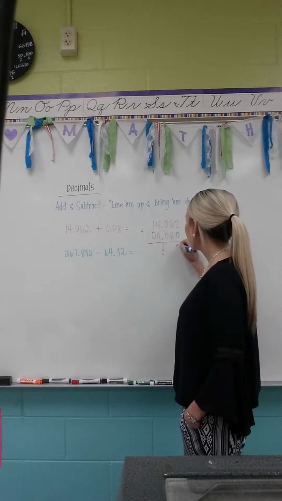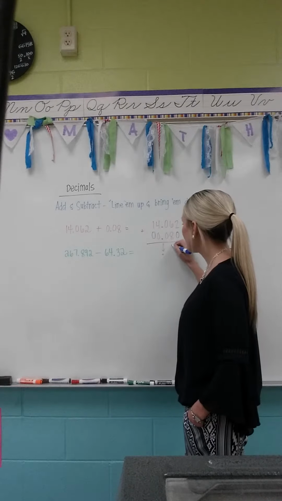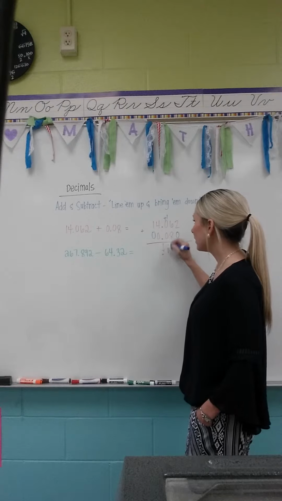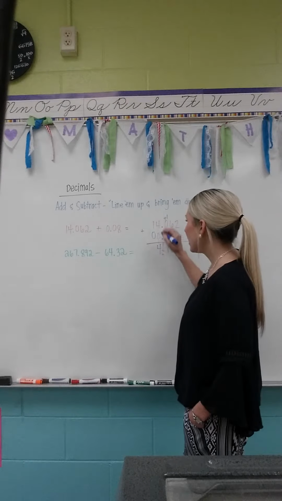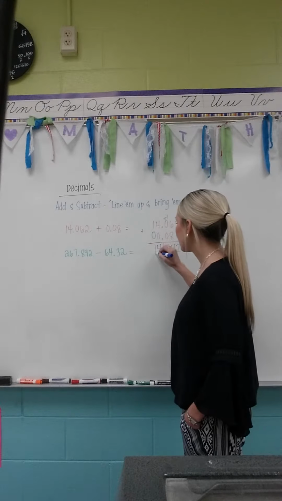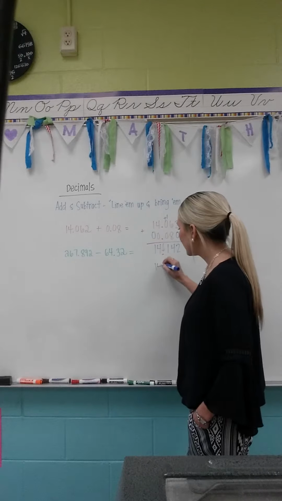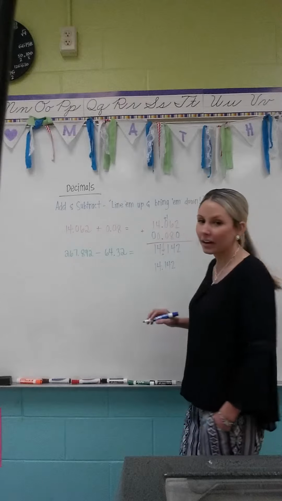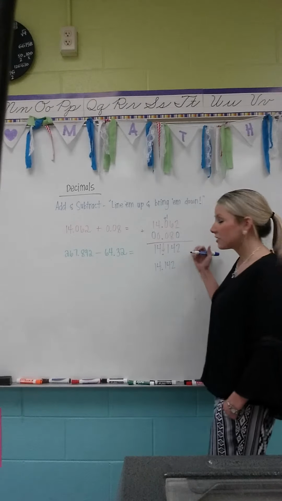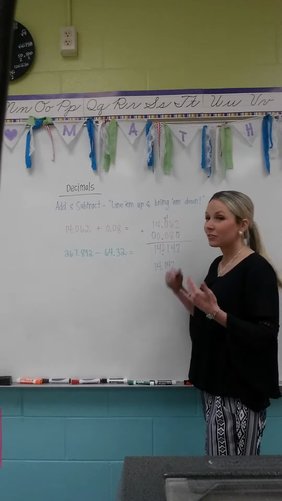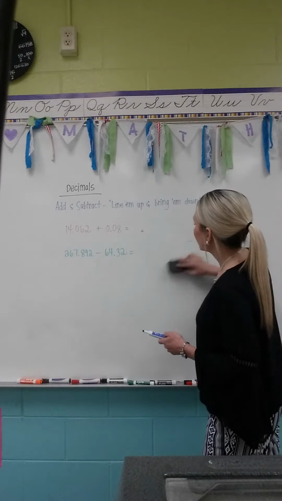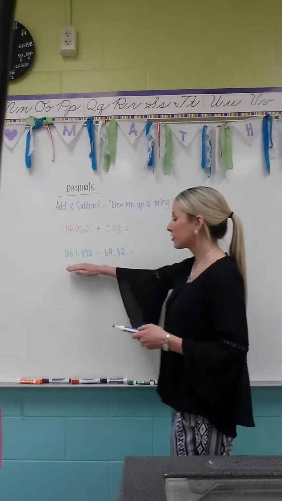2 plus 0 is 2, 6 plus 8 is 14, put your 4, add 1, 1 plus 0 is 1, 4 plus 0 is 4, and 1 plus 0 is 1. So your answer here is going to be 14 and 142 thousandths. Okay, so that's just an addition problem. You line them up and you bring them straight down. You're going to follow the same steps for a subtraction problem.